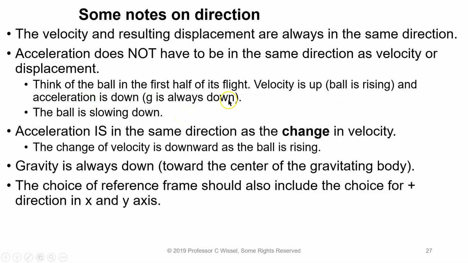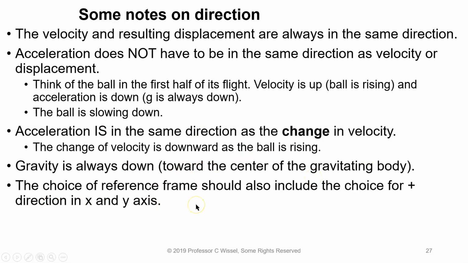Why is this going on? The ball's rising, the acceleration is down, g's always down, and the ball's slowing down because these are in the opposite direction. The acceleration is in the same direction as the change in velocity. So the change in velocity is downward as the ball is rising. Final is smaller than the initial. Final minus initial is negative, so it's downward. If you define up positive, gravity is always down toward the center of the gravitating body.